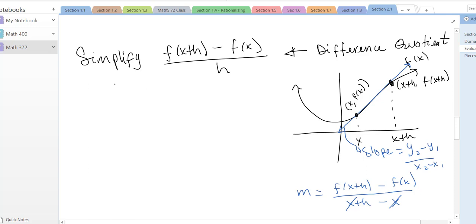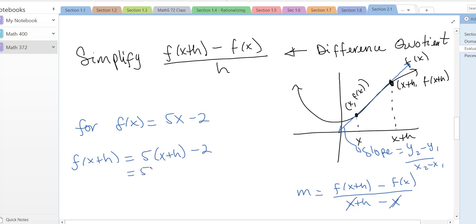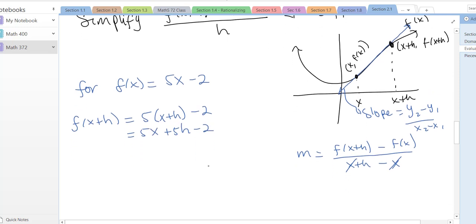So back to that problem that we had above, I'm going to do it for f of x equals 5x minus 2. Right above, we had f of x plus h was, we said, 5 times the input minus 2. So this was 5x plus 5h minus 2. So if I wanted to simplify the difference quotient for this, I have to do f of x plus h minus f of x all over h.